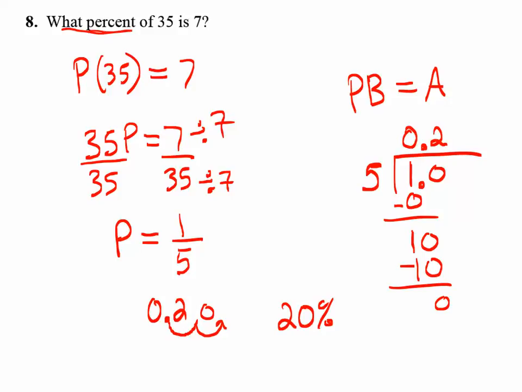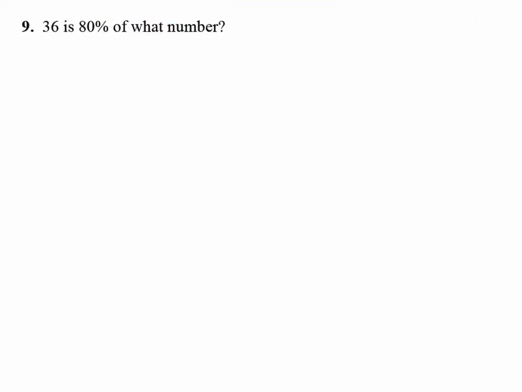Again, each one of these is sort of like one different type of problem here. So for the first one, we did not know the A value. For the second one, we did not know the P value. For number 9, this is where we don't know the B value this time. So 36 is 80% of what number?